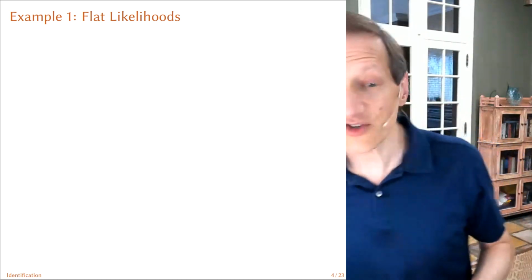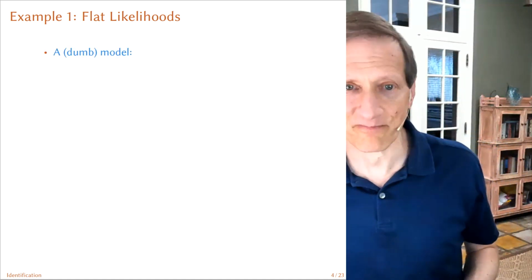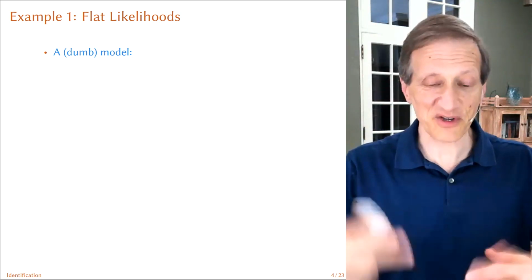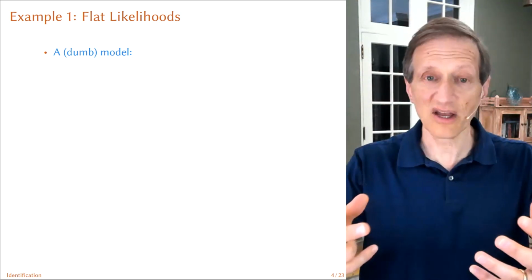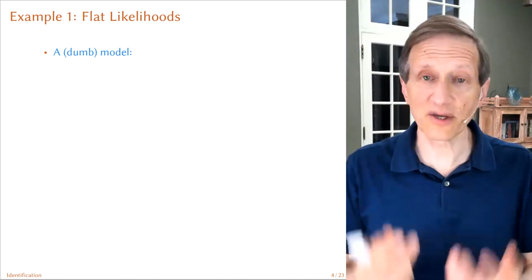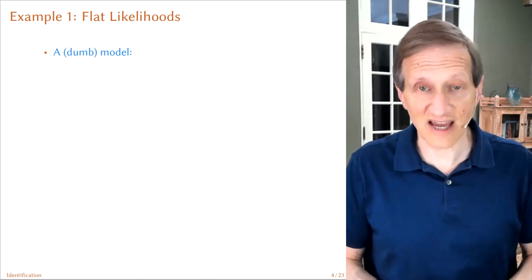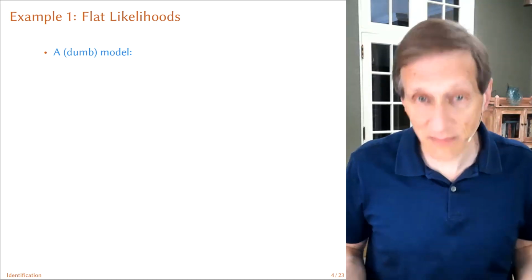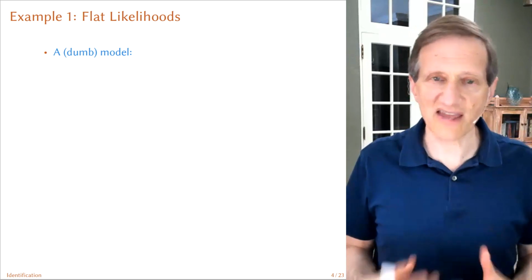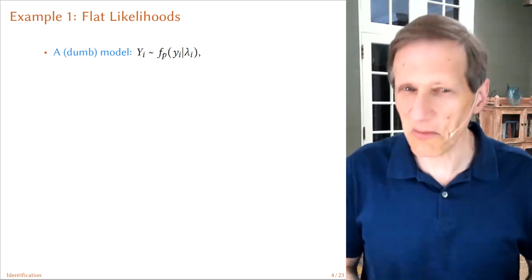All right, so first are flat likelihoods. So let me invert this. Instead of asking, is this model identified? If it's not, then it's dumb. Let me just start with a model that we can transparently see as dumb, and then we'll see that it's not identified, and we'll understand what not identified means, and then we'll be able to take that to more complicated cases. So here's a model, a dumb model.